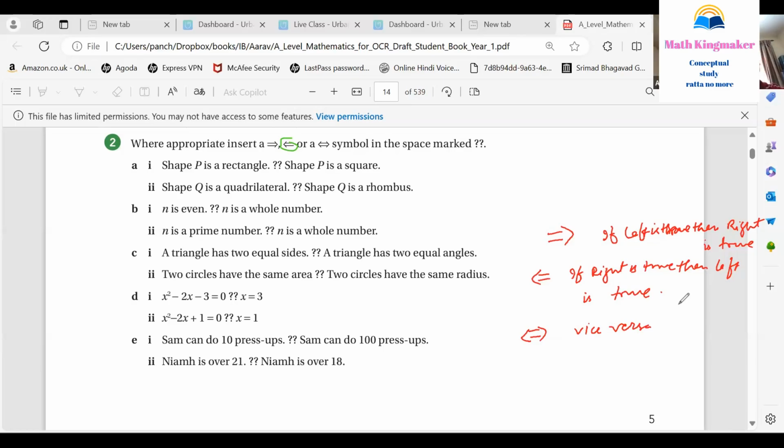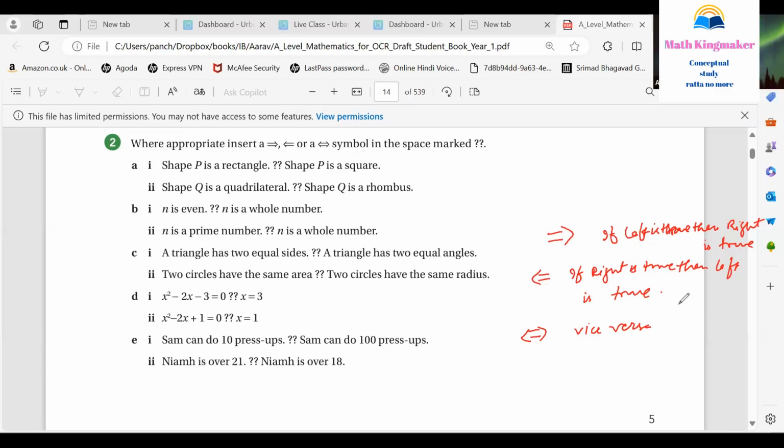Right, so first question. Shape P is a rectangle, shape P is a square. It's like this, so it's this one. I'll just draw it. Because every square is a rectangle. But every rectangle is not a square, no rectangle is a square. Understood the meaning of this symbol? Yes. It's basically the reverse, that's it.